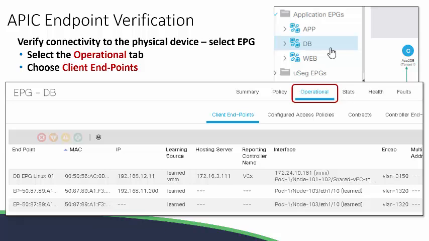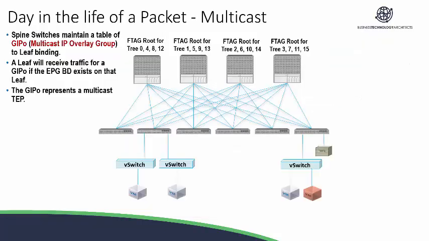Now I can SSH to any APIC to view my bridge domains. So here you can see, and this is going to be your biggest friend, you go to Application EPGs, Database, select the Operational tab, and choose Client Endpoints. You can see my endpoint group, the MAC address that has been learned, the IP, the hosting server, and the interface, as well as encapsulation and further information. You can also use SSH commands to find this information, and you can do it in REST as well.